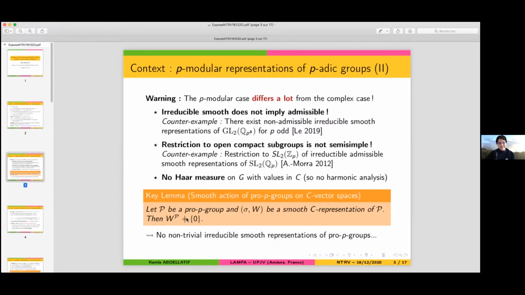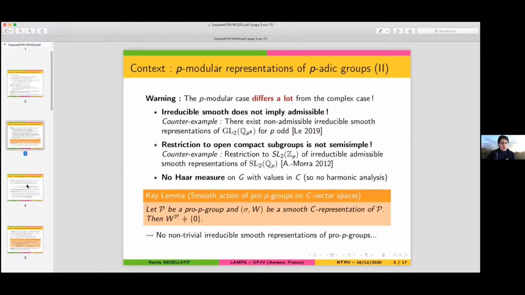So that's a lot. In particular, this implies that you can't have irreducible smooth representations of a pro-p group that are not trivial. So if you think about what happens with depth or that kind of thing, you see that you will be stuck very quickly. So you have to think a bit differently.